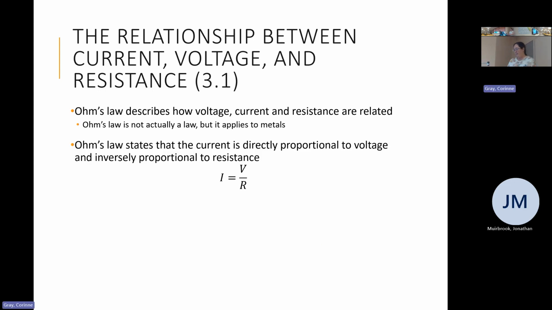So this is Ohm's law. It states that the current is directly proportional to voltage and inversely proportional to resistance. I equals V divided by R, or more commonly written out as V is equal to IR.